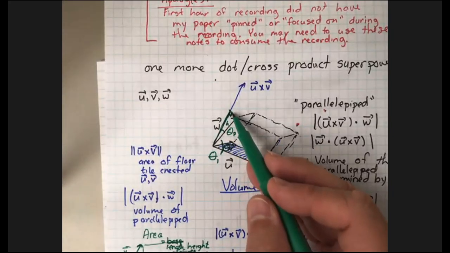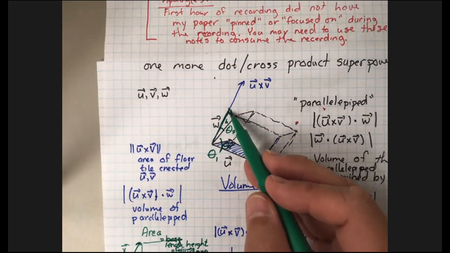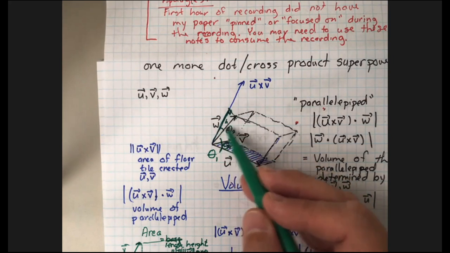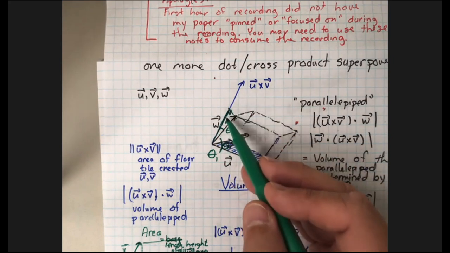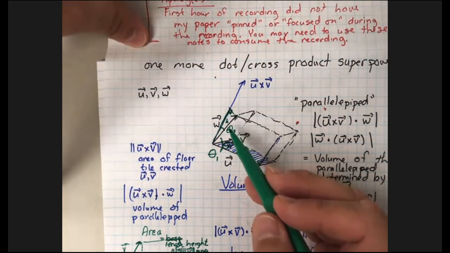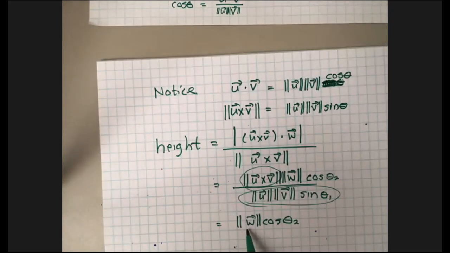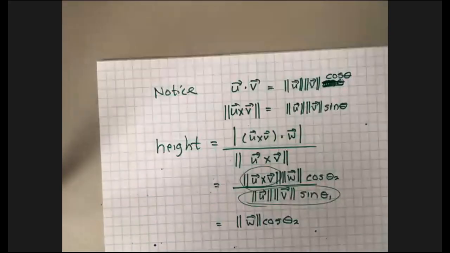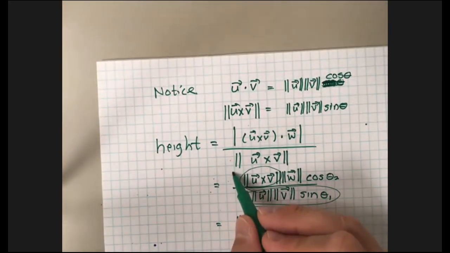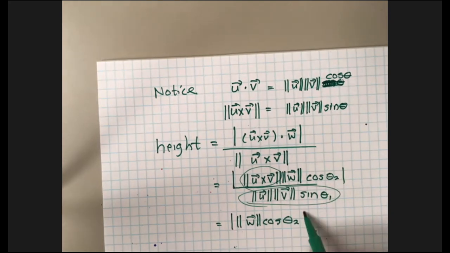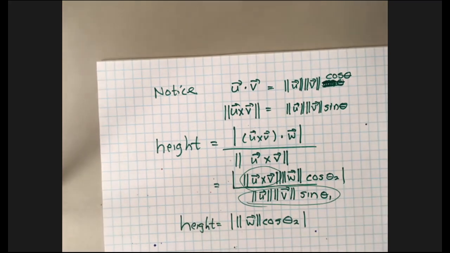So what's the natural height of this box, H? Well, it's the shadow that W casts on U cross V, which is the magnitude of W times the cosine of the angle between U cross V and W. Don't forget, I have to put absolute value bars on this because the cosine of theta 2 could be negative. So I have to legally put absolute value bars on that. So this could be the height of that parallelepiped.